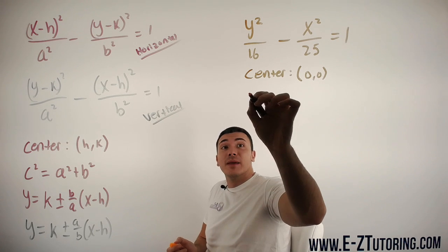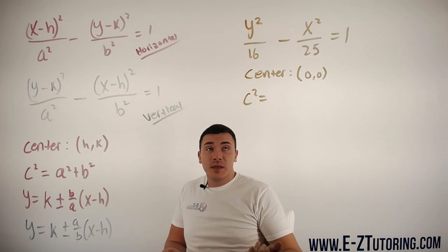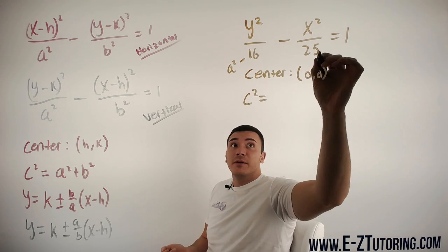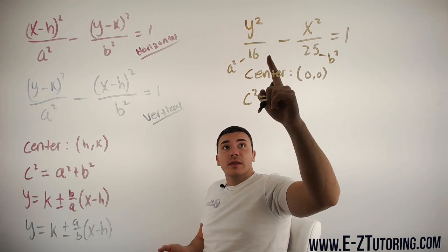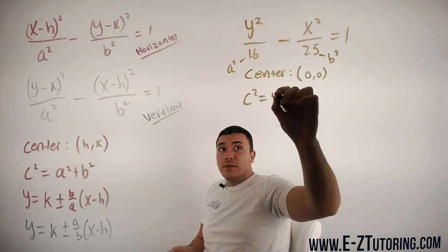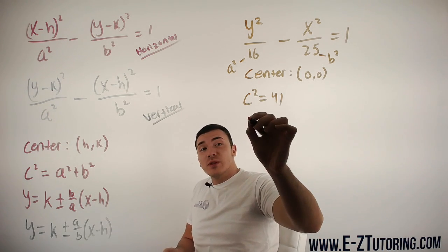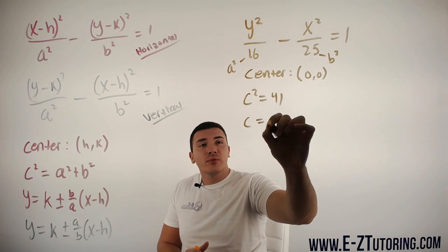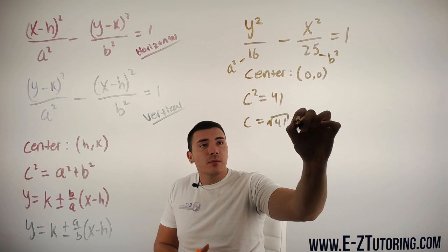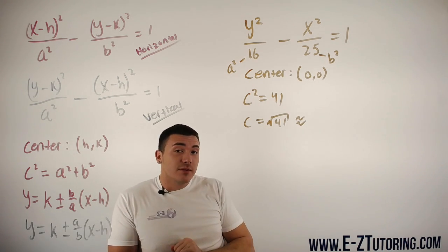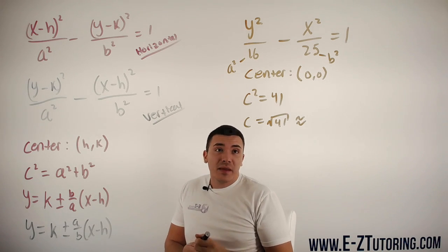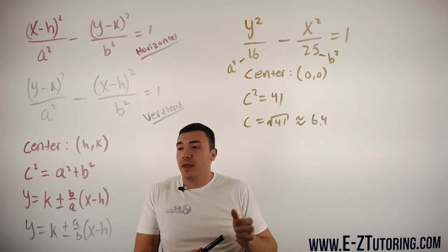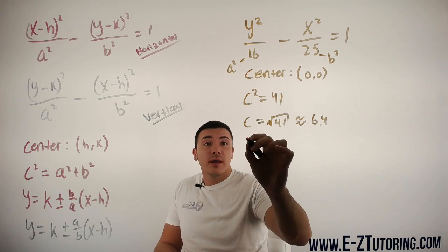Next up, we can find our c value. C squared is equal to a squared plus b squared. So this one is a squared because it comes first. It's the first denominator. And this one is b squared. 16 plus 25 is going to give us 41. And then, of course, we just need to take the square root of each side to find out what c is. So c is equal to the square root of 41, which is approximately, we know 6 times 6 is 36. We know 7 times 7 is 49. So a rough estimate, I'm going to say maybe 6.4-ish, something like that.